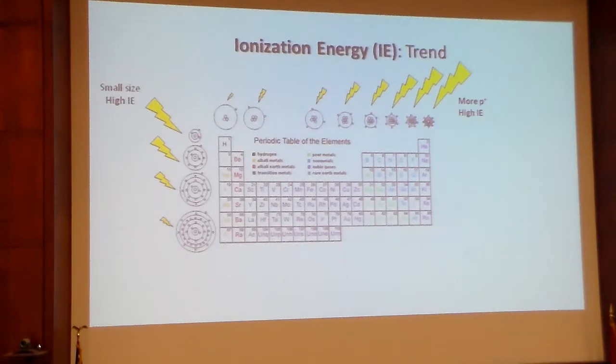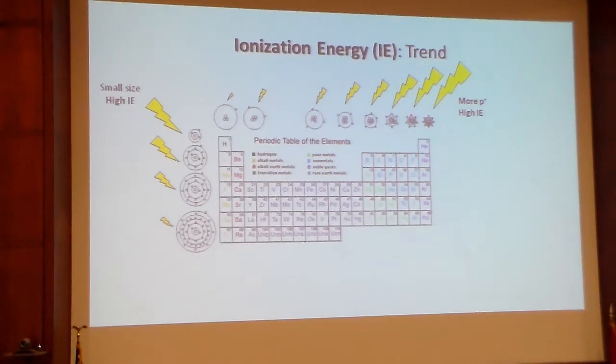So we have two trends. Going down a group, at the top the size is small, so we need more energy. Going across the period, more protons, so higher ionization energy is needed. Are we okay with that?